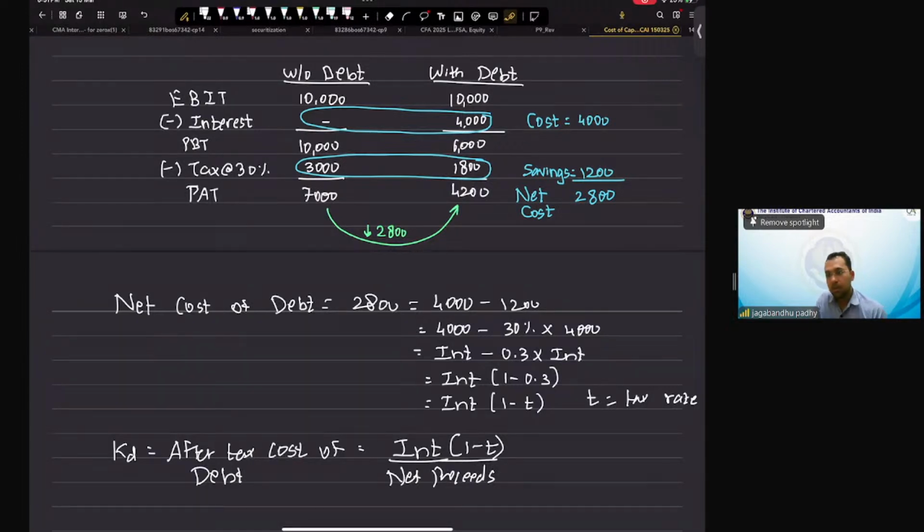Net cost of debt is simple. You're having a cost of 4,000, because you have taken a loan, so you're going to pay interest of 4,000 and you're going to save on tax. So the net effect of both the cost that you're bearing and the savings that you're having is 2,800.